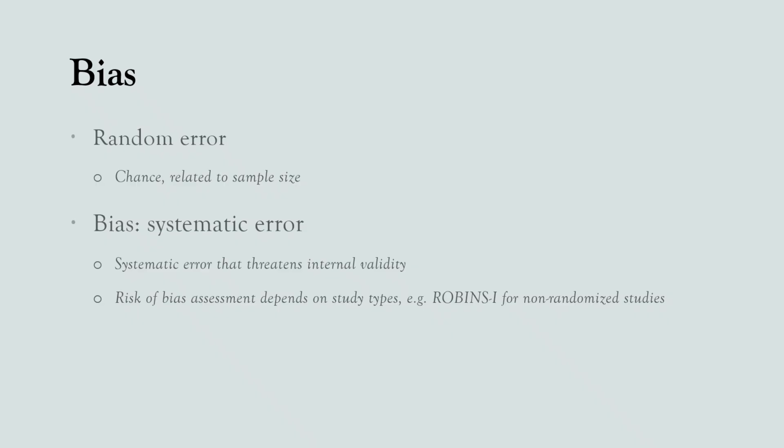And in this video, we also talked about assessing risk of bias using recommended tools, and we focused on randomized studies. But there are other tools, such as ROBINS-I, used for non-randomized studies. If you are interested, there are resources on the internet about other tools.